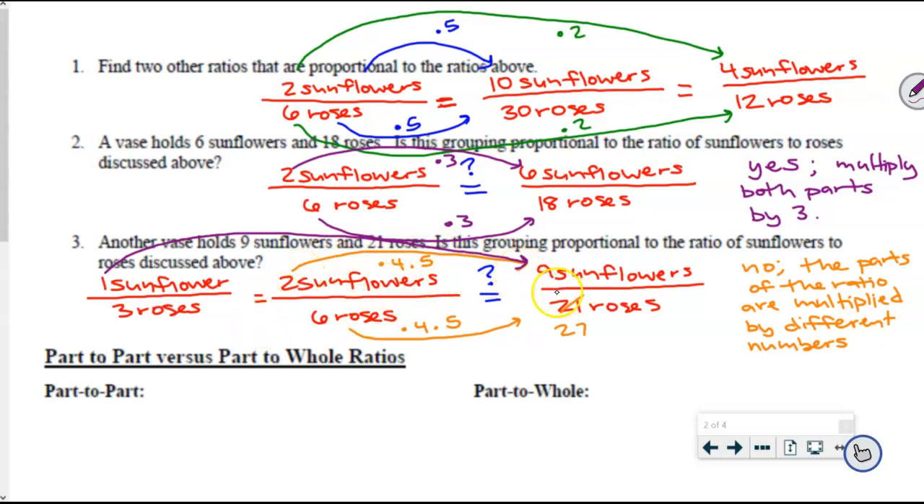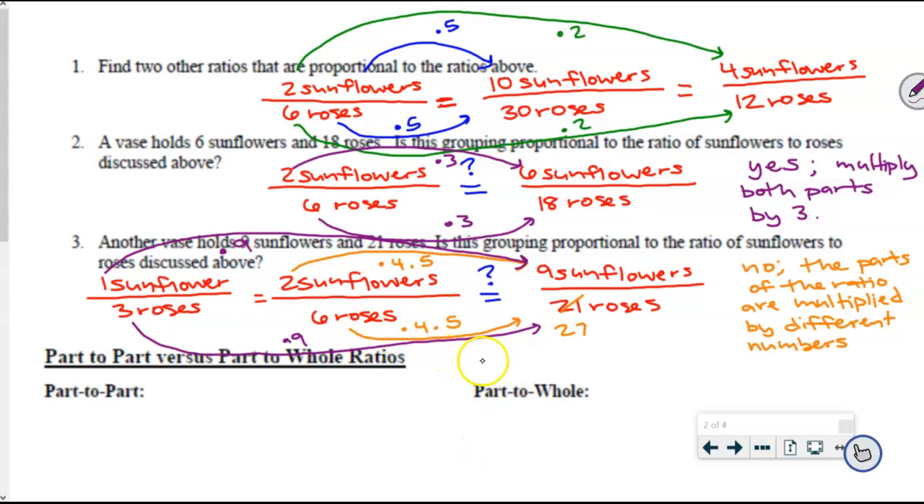I don't know how to go forward, so I'm going to work backwards. Because if we're dealing with the simplified ratio, it helps us see those relationships easier. 1 sunflower multiplied by 9 is 9. 3 roses, when I attempt to multiply that by 9, I again get 27, not the 21 that is there. So you can take advantage of that simplified ratio as well.